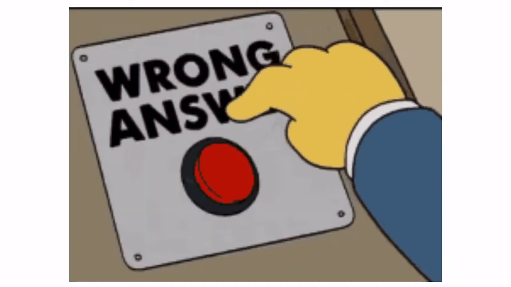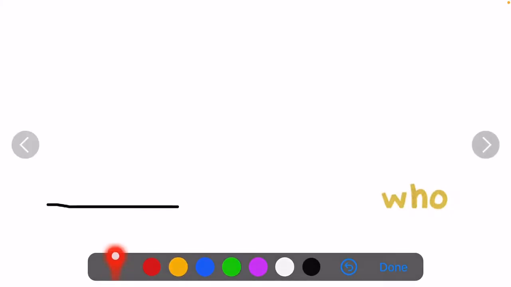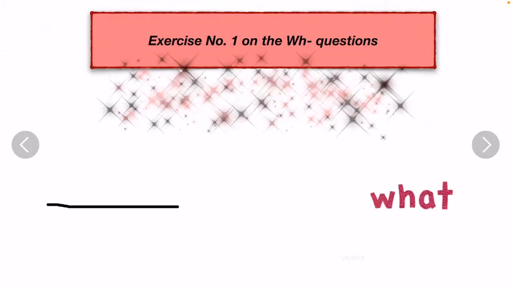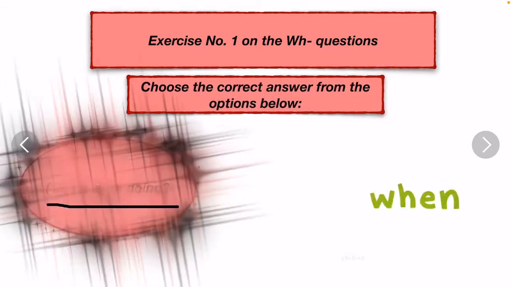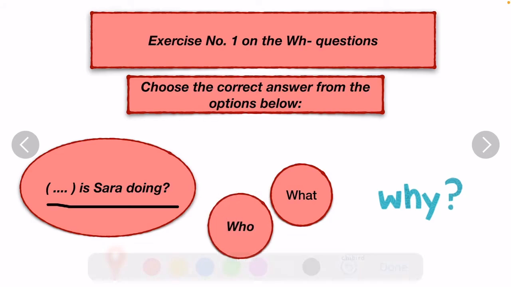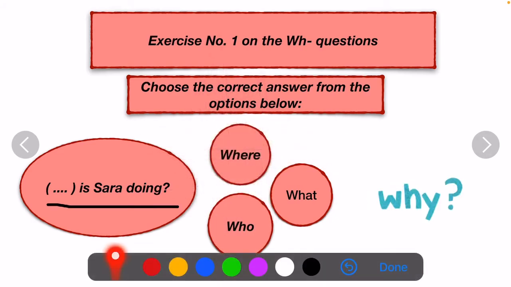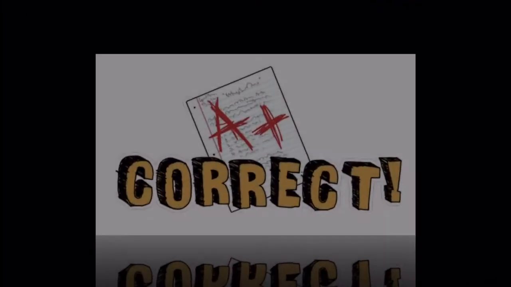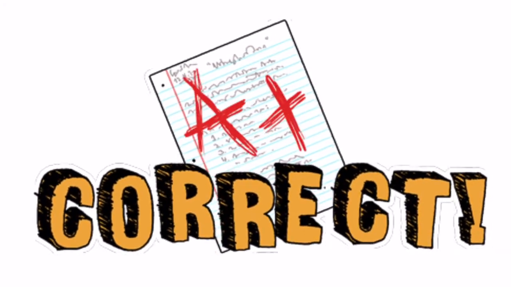Unfortunately, the word who is a wrong answer. Let's go back to the question and try again. So, again, the question is, what is Sarah doing? What do you think is the correct answer? Is it what, or who, or where? Excellent and great job. So the answer is, what is Sarah doing?